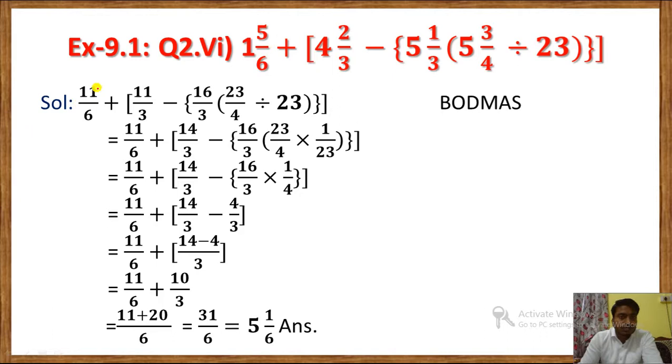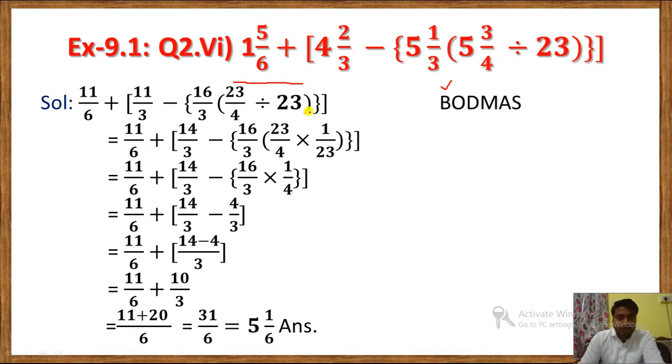When we convert we'll get 11/6 + [11/3 − {16/3 (23/4 ÷ 23)}], small bracket close, curly bracket close, big bracket close. Okay, now we have to solve this. First the bracket will come, and in the bracket first we have to do the work of the small bracket. That means now this part we have to solve.